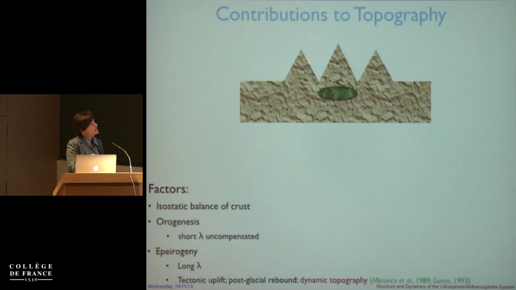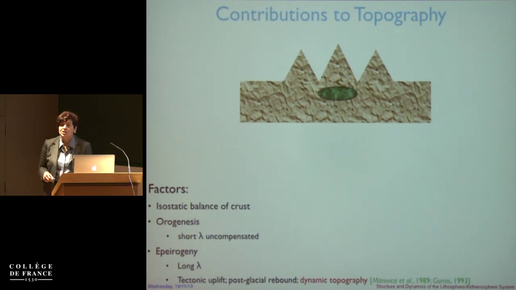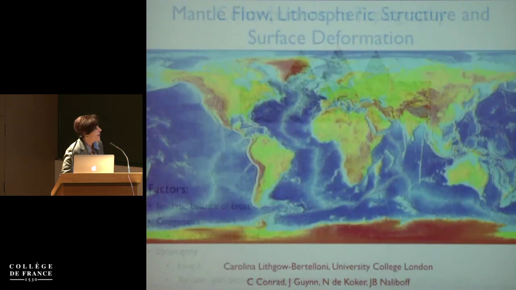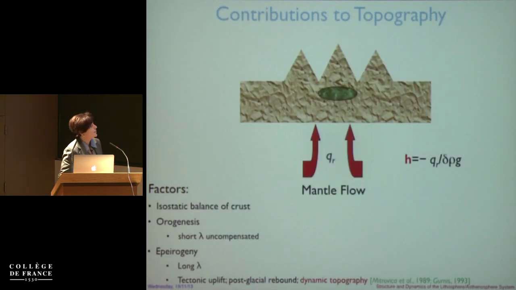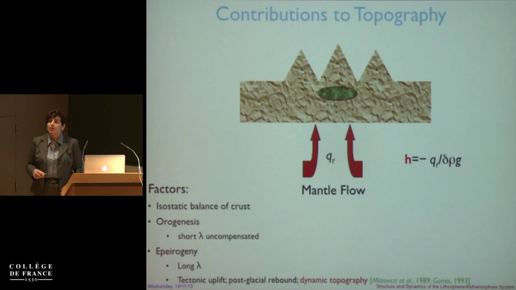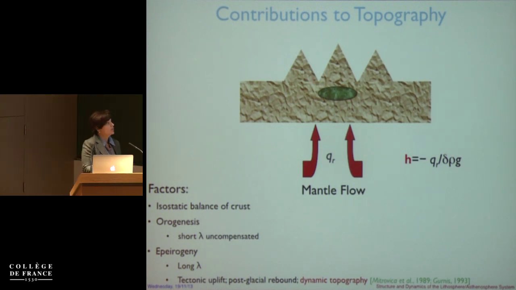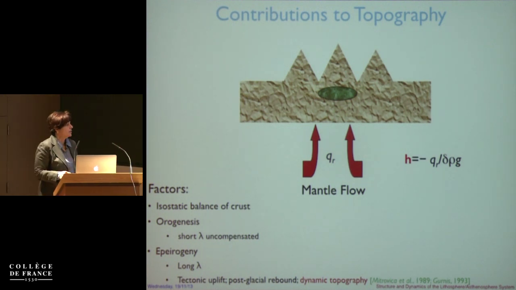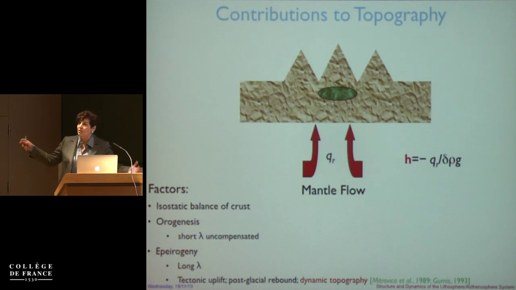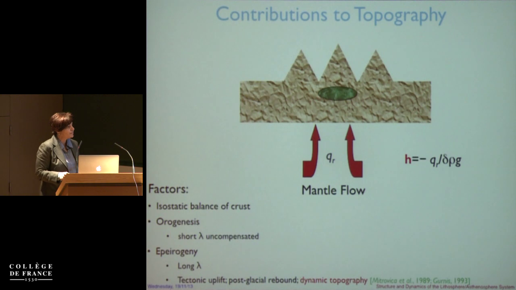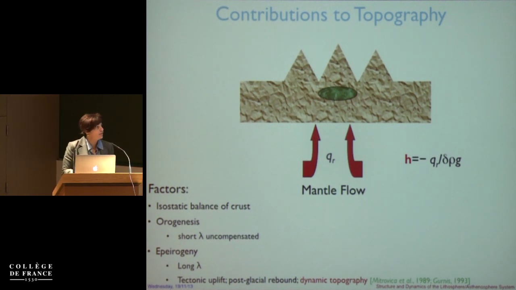You will have uncompensated topography at shorter wavelengths, which is due to mountain building. And then you'll have very long wavelength topography that is related to the vertical motions of continents and oceans, which can be due to long wavelength postglacial rebound, and especially to mantle flow. And this is what I'm going to concentrate on today.